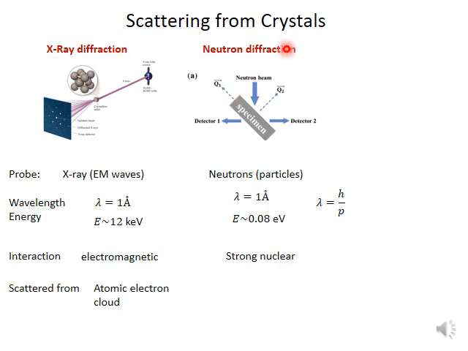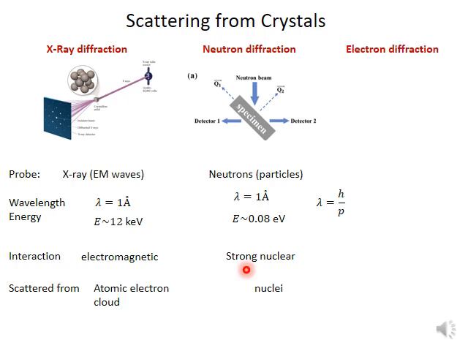So if the neutrons are incident, the neutrons are not charged particles, so they won't see the electrons, but they would interact with the nuclei within the crystal. So each atom has a certain nucleus bounded by electrons, and in a neutron experiment, the neutron would see the nuclei, and the interaction between neutron and the nuclei is a strong nuclear interaction. So it's not electromagnetic, but rather strong nuclear interaction by which the neutrons are scattered from the crystal.